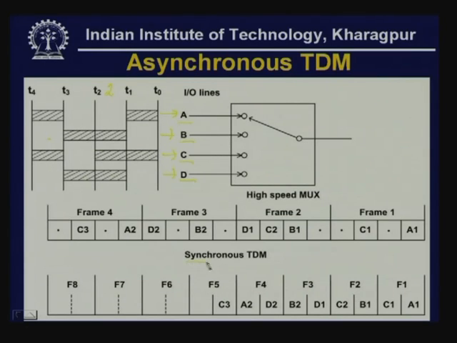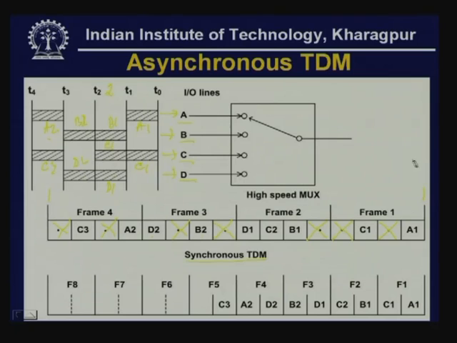So, if we use synchronous time division multiplexing, the framing will be done in this way. In frame 1, we shall have this data, this is A1 and C1. In frame 2, we shall have B1, C1 and D1. In frame 3, we shall have B2 and D2, as you can see, B2 and D2. And in frame 4, we shall have A2 and C3. And we can see these are the time slots which are wasted. Although we have large bandwidth from here to here, the bandwidth is quite high, we are not making use of it. Let us see what we can do in asynchronous time division multiplexing.